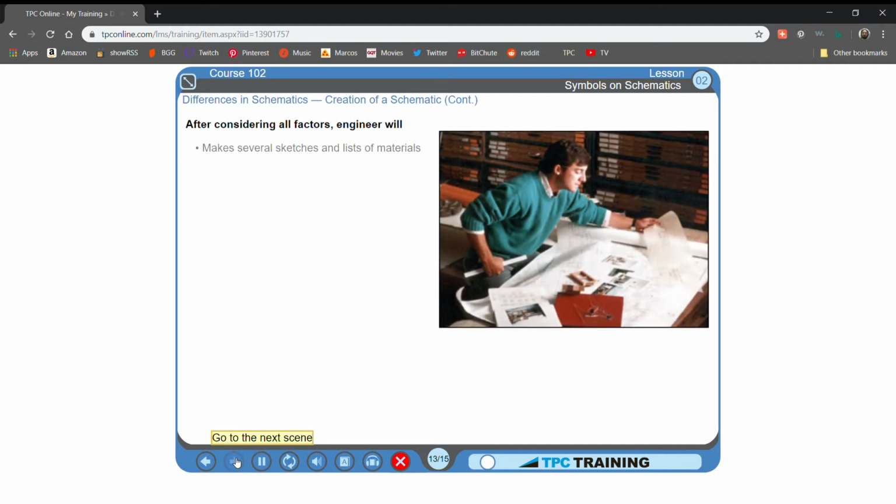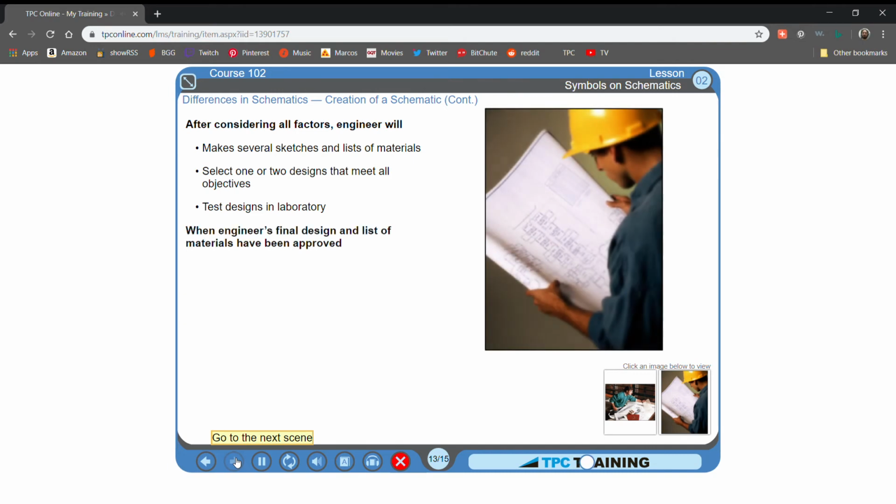An engineer usually makes several sketches. He may also make several lists of materials. 1 or 2 of the designs might look as though they meet all the objectives of the system. If necessary, these designs can be tested in the laboratory before a final decision is made. When the engineer's final design and the list of materials have been approved, the schematic diagram can be made. The schematic is the diagram you will see and use. The design information from which it was drawn goes into the engineer's notebook, into the company files, or even into the wastebasket.